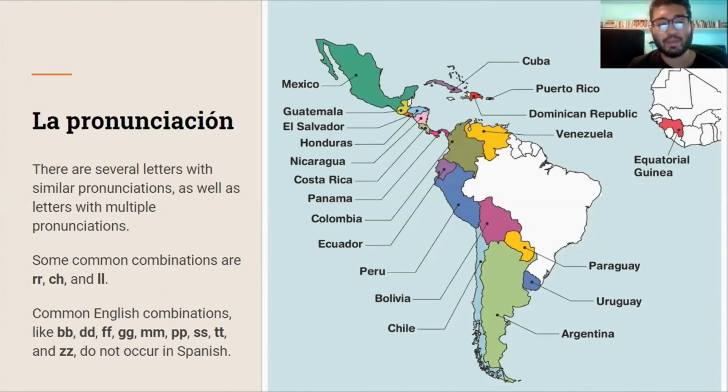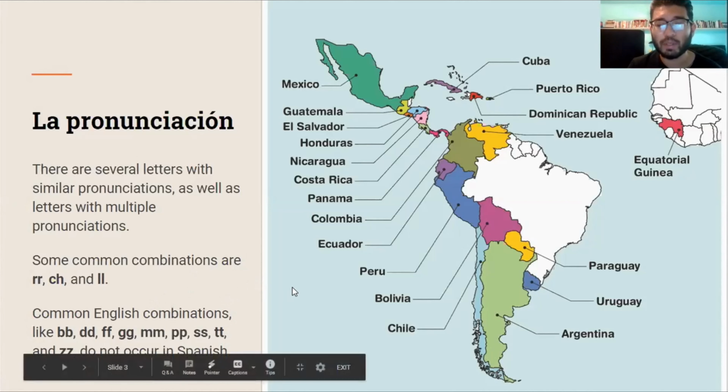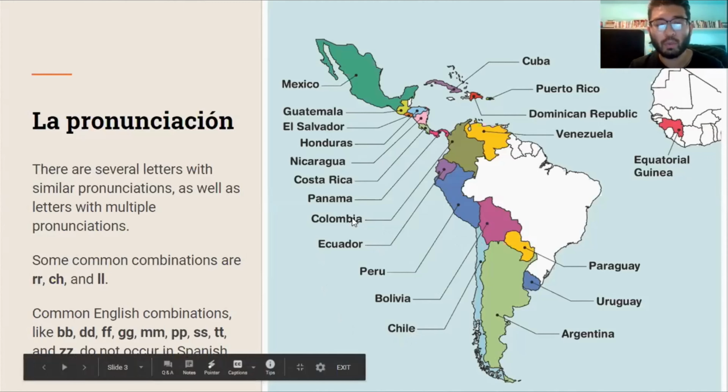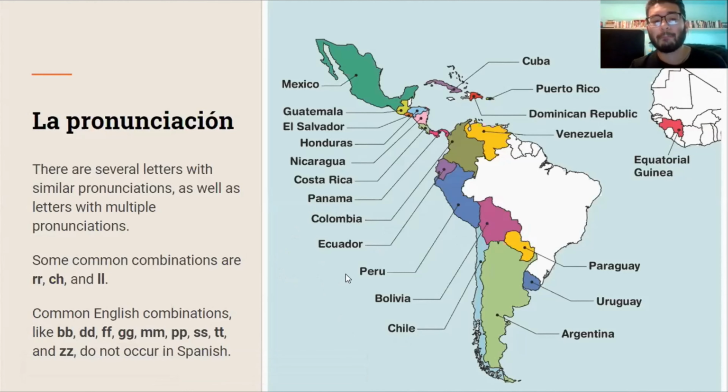And then it's also worth noting that some of the common English combinations, like the ones we see here, double B, double D, double F, double G, double M, all of those combinations are common in English, but not so much in Spanish, no? Sometimes they may appear in words that are borrowed from another language, particularly from English, but most of the times we will not see those combinations in many Spanish words.